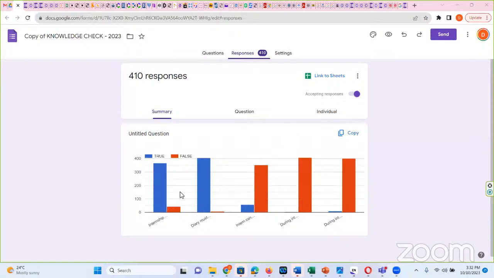So good. Almost all the people have given correct answers, except for a handful of people. 43 people said internship is not a training attachment, and 58 people said you can consume full maternity leave without losing your seniority, which is also false. But the majority have given correct answers. Very good. There is another question.